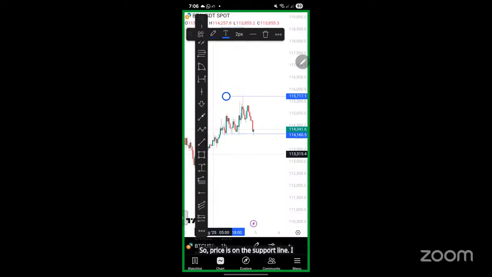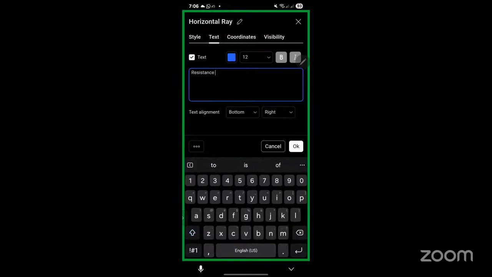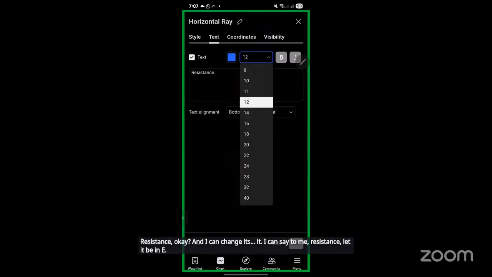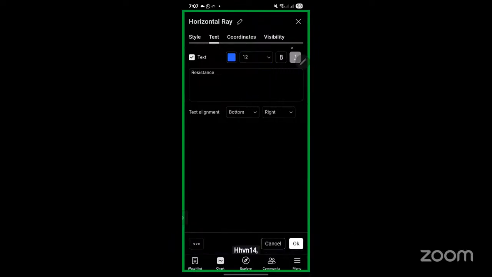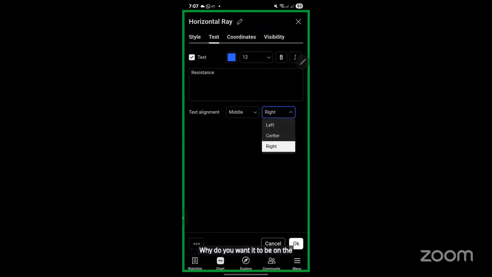I can go ahead and name these lines. For example, this upper one, I double tap on it, add the text and say resistance. I can change it: let it be size 14, let it be bold, let it be italic. Where do you want it to be? On the right, left, or center. Let it be on the center, and I say okay.